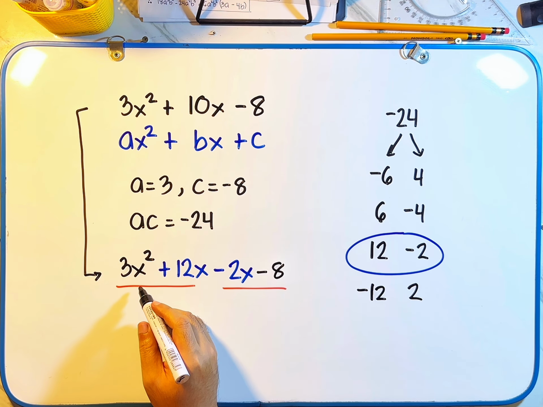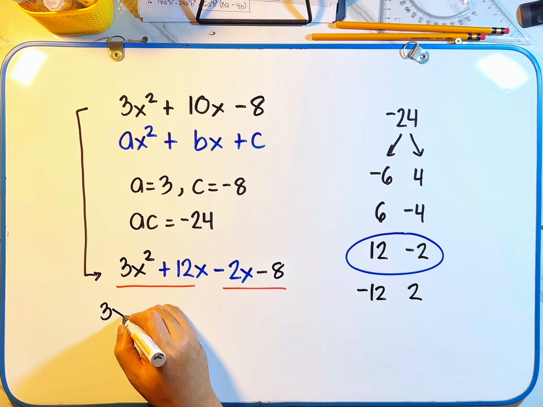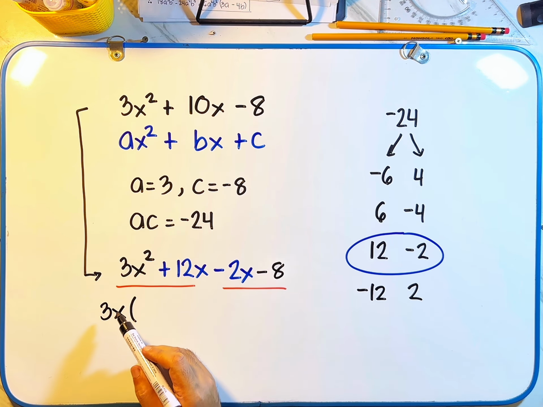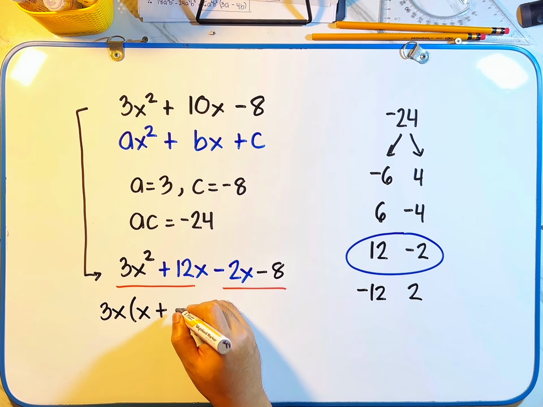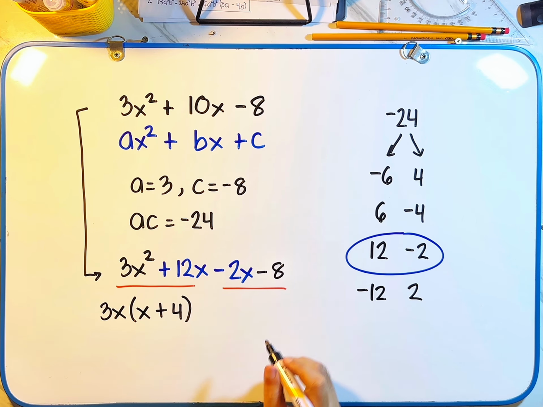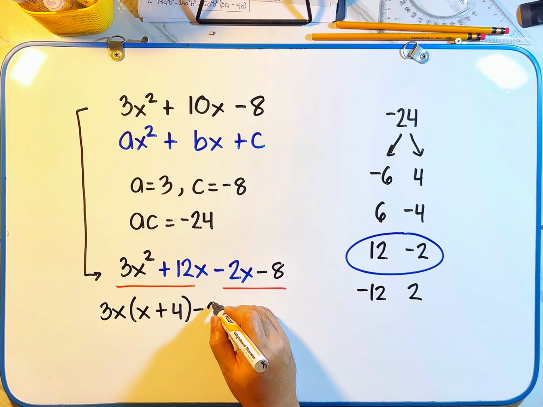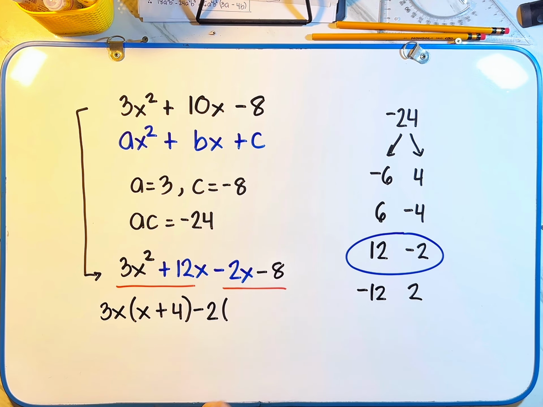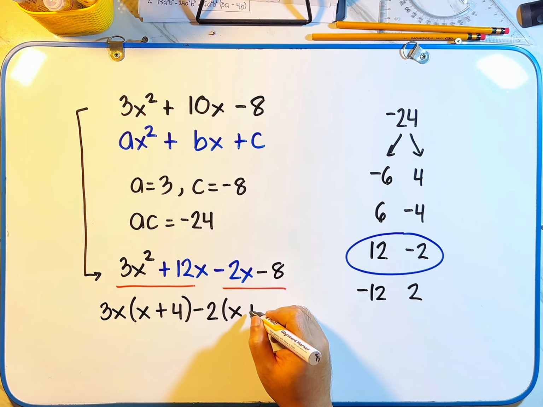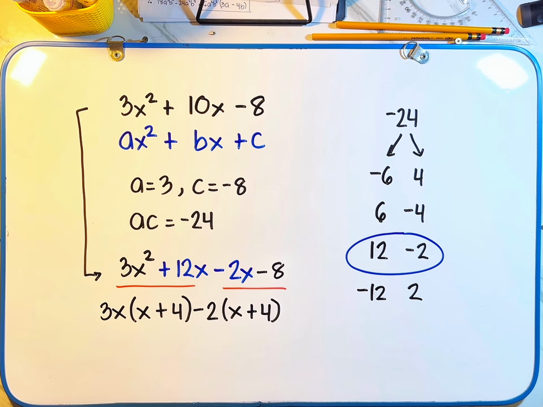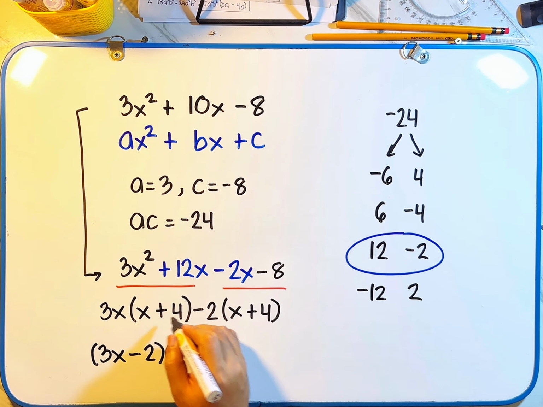And now we will group the first two terms together and the last two terms together. So the GCF of the first group is 3x. Let's divide. 3x squared divided by 3x is simply x. 12x divided by 3x is positive 4. For the second group, the GCF is negative 2. Negative 2x divided by negative 2 is simply positive x, while negative 8 divided by negative 2 is positive 4. So x plus 4 is common again. Therefore, the factored form is 3x minus 2 times x plus 4.